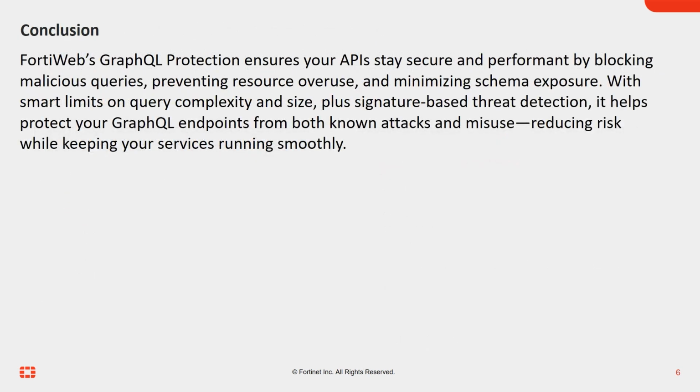To sum it up, FortiWeb's GraphQL protection ensures your APIs stay secure and performant by blocking malicious queries, preventing resource overuse, and minimizing schema exposure. With smart limits on query complexity and size, plus signature-based threat detection, it helps protect your GraphQL endpoints from both known attacks and misuse, reducing risk while keeping your services running smoothly.